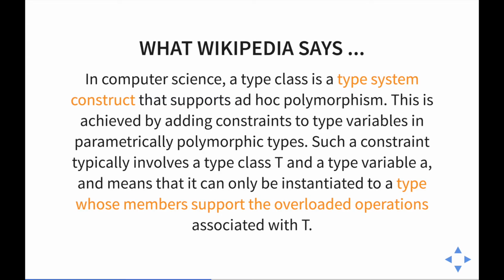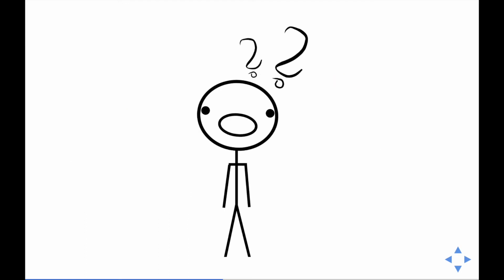What does Wikipedia say? In computer science, a type class is a type system construct that supports ad hoc polymorphism. This is achieved by adding constraints to type variables and parametrically polymorphic types. Hard to read. Such a constraint typically involves a type class T and a type variable A and means that it can only be instantiated to a type whose member supports the overloaded operations associated with T. Exactly.